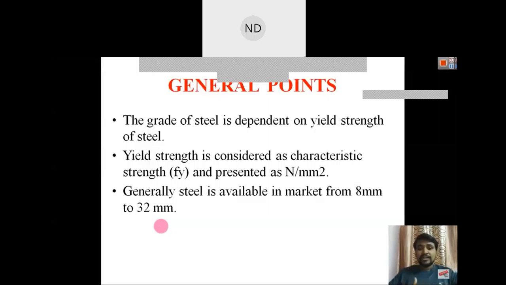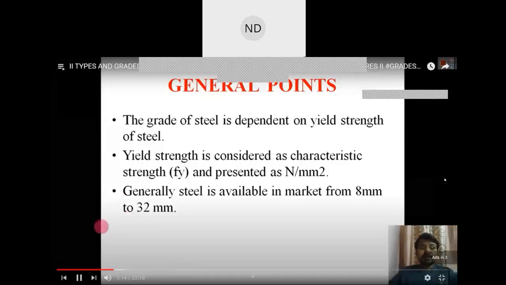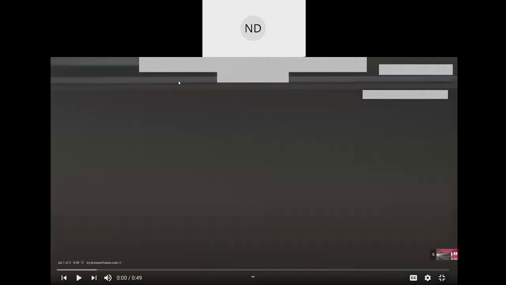The grade of the steel depends on the yield strength of the steel. Yield strength means at what point the steel will fail. If you apply a load on a steel, up to a certain limit the steel will take the load. After that, it will fail. That is the yield strength of the steel.